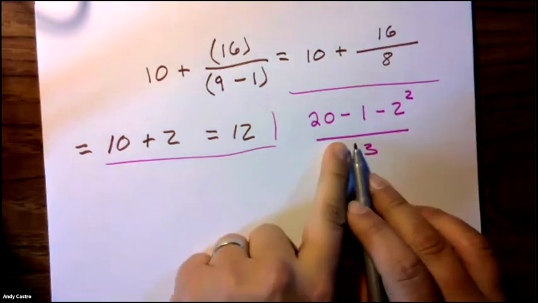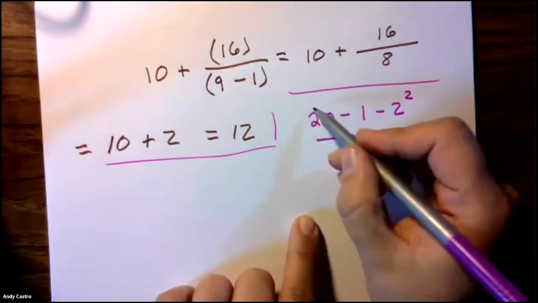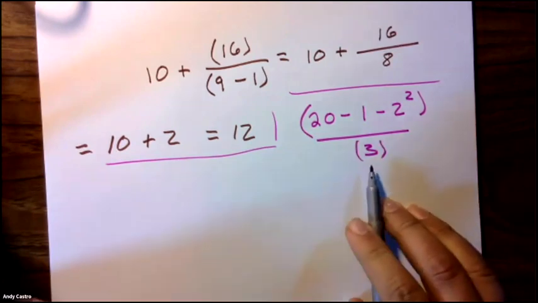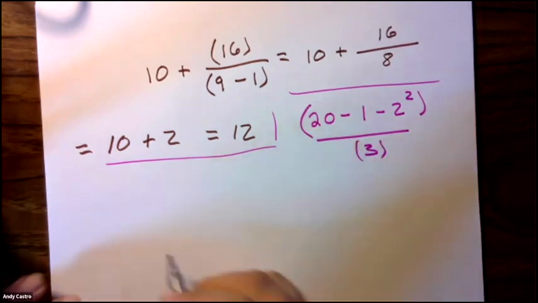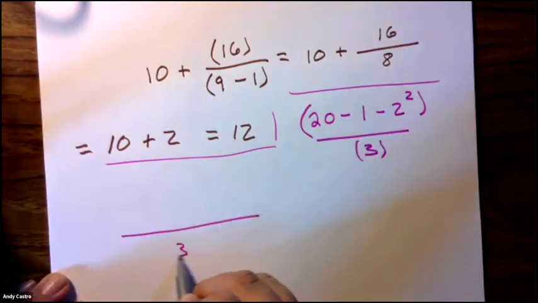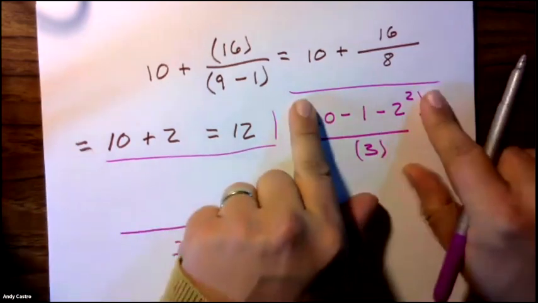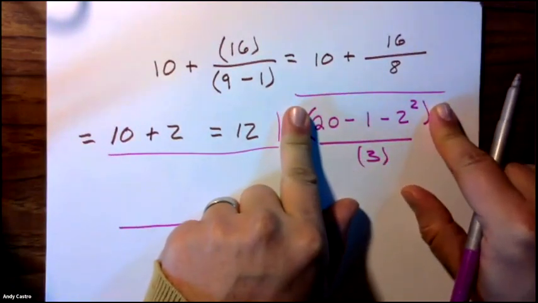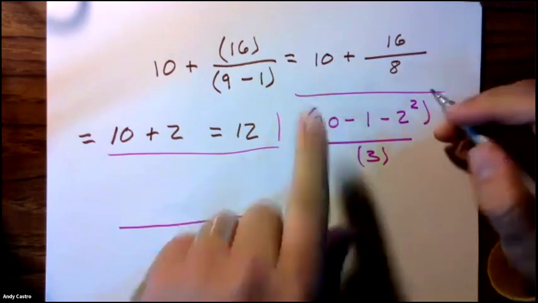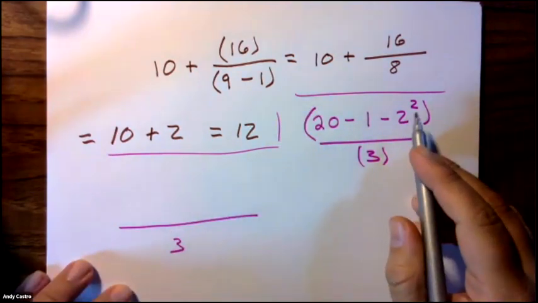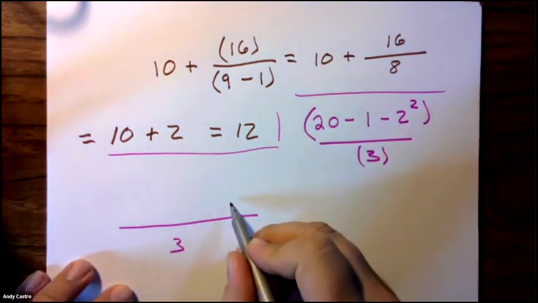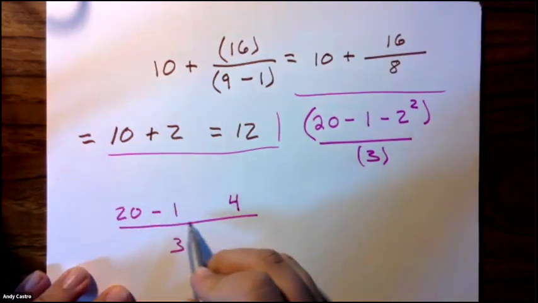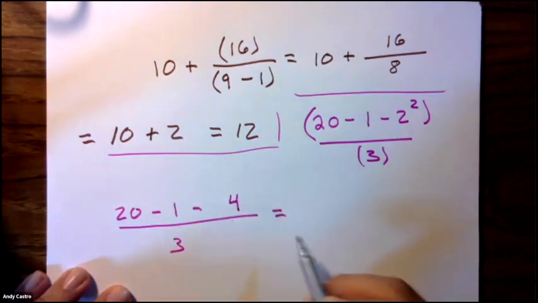All right, so this vinculum here means that I have parentheses on top and bottom. I only have a single number down here, so I don't need the parentheses there. So let's focus inside these parentheses here. I have 20 minus 1 minus 2 squared. The 2 squared is what I need to do first. That's 2 times 2. 2 times 2 is 4. So I have 20 minus 1 minus 4.